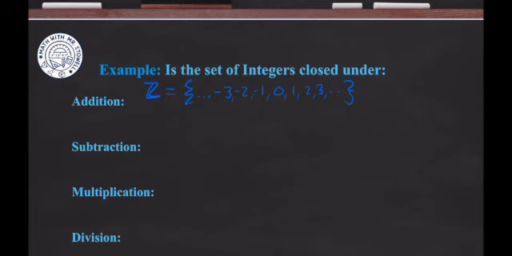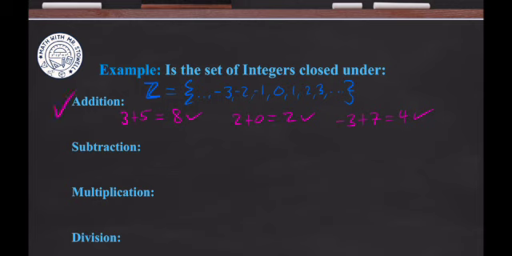So let's see if it's closed under addition. If we take any of these numbers and add them together, are we going to end up with another integer? Well, to answer that shortly, yes, we will. So here's just some examples. Let's say we did 3 plus 5. They're both integers. That's equal to 8. Let's say we did 2 plus 0. That's 2. Also an integer. Let's say we did negative 3 plus 7. That equals 4. Also an integer. Okay, integers are closed under addition.